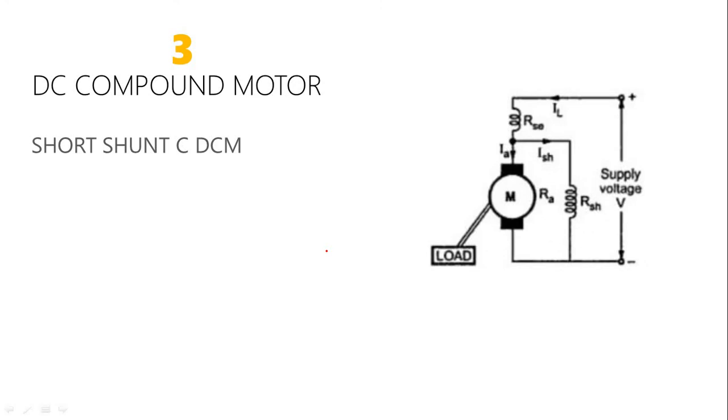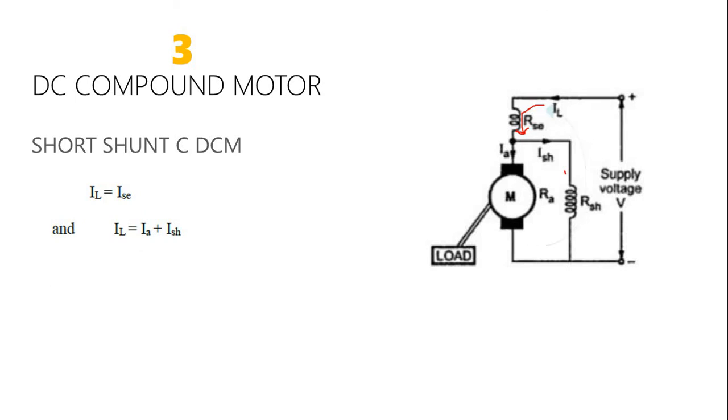And the last type is the short shunt DC motor, that is, the short shunt compound DC motor. So here the shunt field winding is connected parallel to the armature winding only, whereas the combination of the shunt field winding and armature is in series with the RSC. So here the current relations: IL equals ISC, so that IL equals IA plus ISH.